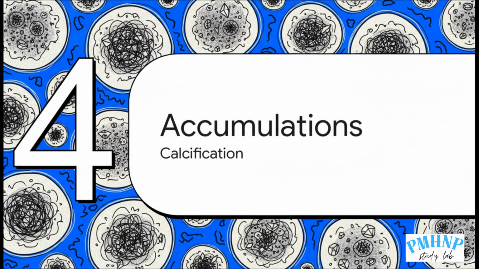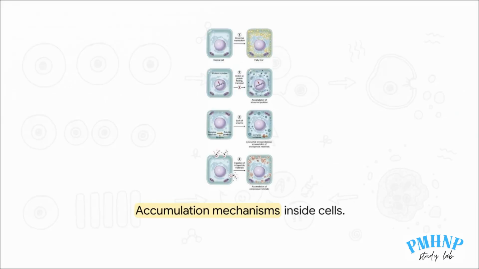Let's shift gears to Section 4, Accumulations and Pathologic Calcification. Now, what's really interesting about this is seeing what happens when stressed cells fail to process substances normally. Basically, they turn into cellular hoarders. These infiltrations can happen in the cytoplasm or the nucleus, and they can be incredibly toxic. This hoarding happens in 4 primary ways.